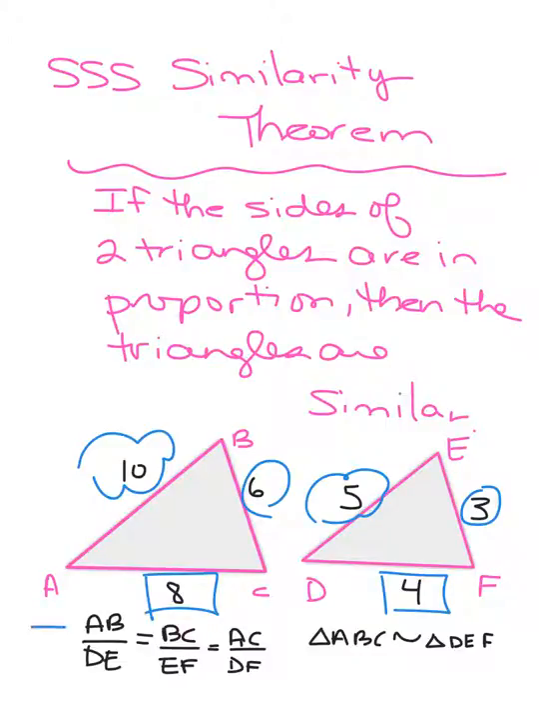So I started looking at my proportion AB, so that's 10 over DE, which is 5. So it simplifies to 2 over 1. I'll move on, same thing. I have 6 for BC, EF is 3, which is also 2 over 1. And my last ratio there, AC, which is 8, over DF, which is 4. And all of those ratios are equal to 2 over 1. So I know that triangle ABC is similar to triangle DEF.